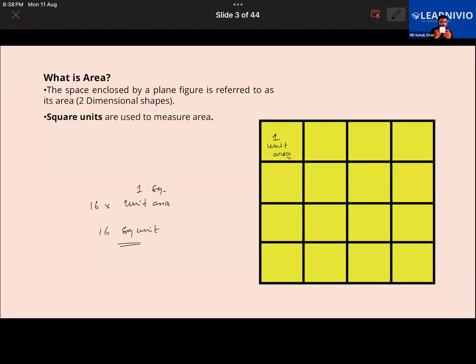So suppose a piece of paper is given to you. It is a two-dimensional shape, right? It has a length and a breadth. Getting it? It is taking some space. So the space enclosed by this 2D figure, 2D shape, is what we call area.